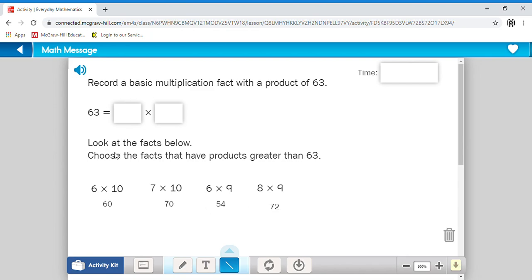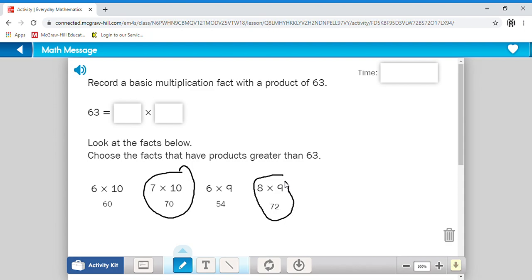The question was asking, choose the facts that have products greater than 63. 60 is less, 70 greater, so we would circle this fact. 6 times 9 is 54, that's less than 63. And then 8 times 9 is 72. 72 is greater than 63. Great job on the math message. We're going to go back to our main screen.